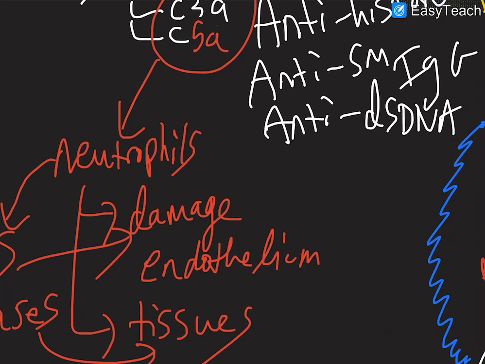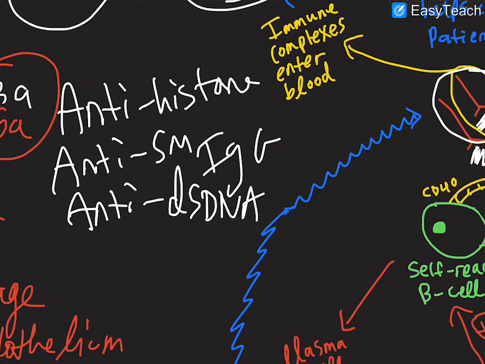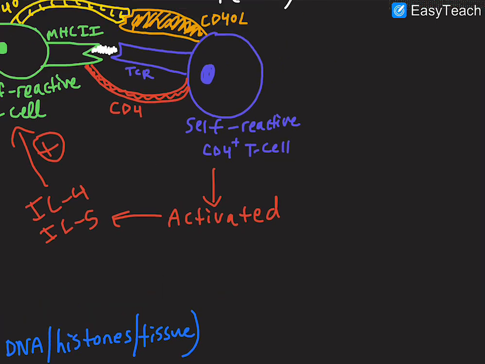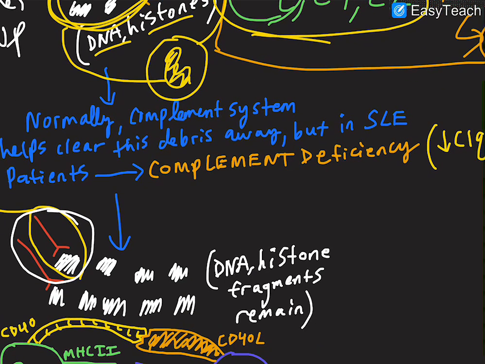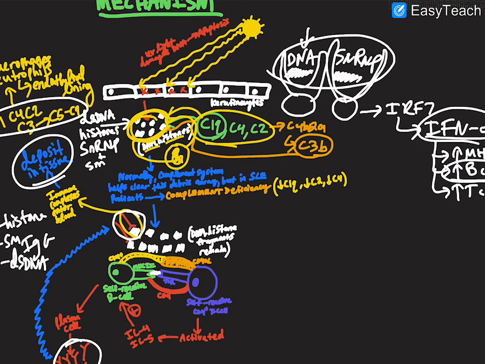So that's the basic mechanism of how antibodies form and how lupus works. That's the autoimmune reaction that occurs in lupus. All right, so I hope this made sense, because now we're going to go talk about the findings.